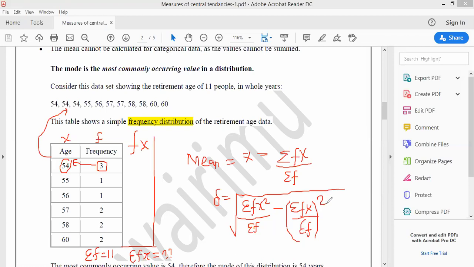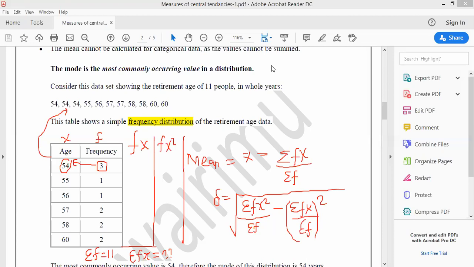That gives us the standard deviation. So what do we need in our table? In our table, we need to add one more column known as f of x squared. Some people prefer to square your x and then multiply by the corresponding frequency. Whichever way you want, it will still work for you.